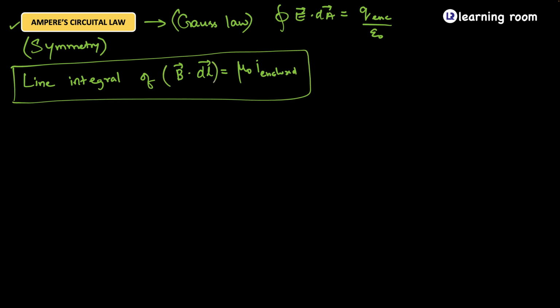It is very much similar. See, instead of E vector, you have B vector. Instead of A vector, you have L vector. Instead of 1 by epsilon naught, you have mu naught. Instead of charge, you have current. The only difference is there you did surface integral because you're doing it with respect to area. Here you're doing it with respect to line. So we do line integral. But mathematically, it is still written like this.